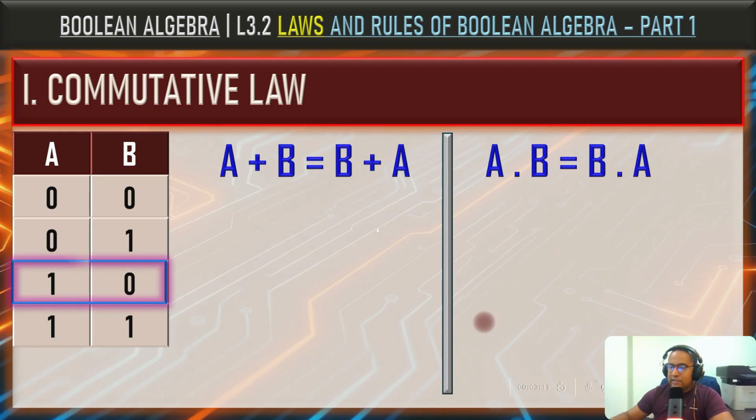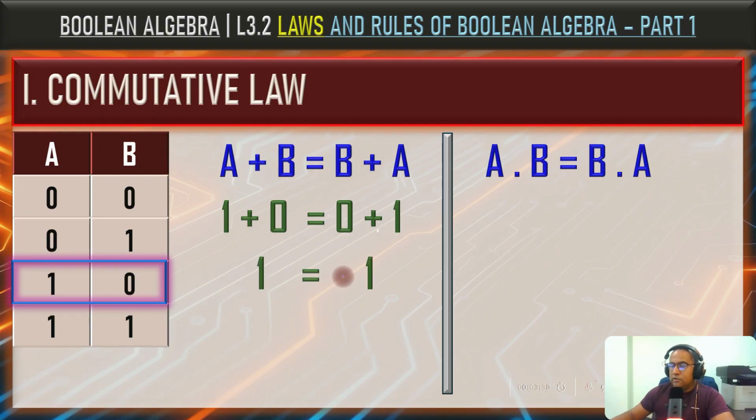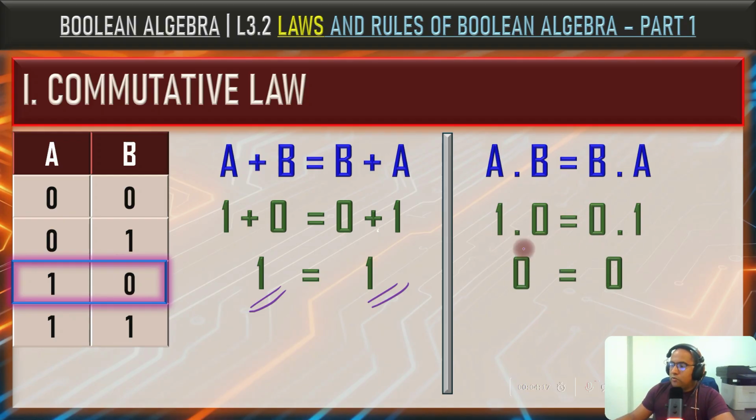For example, let's assign logical value 1 to the variable A and 0 to the variable B, like this. 1 plus 0 equals 0 plus 1. Performing the operation, 1 plus 0 is 1, and 0 plus 1 is 1. In this case, we reach the same result for Boolean addition. Let's use these logical values for the Boolean multiplication. 1 times 0 equals 0 times 1. For both sides, the value is 0.